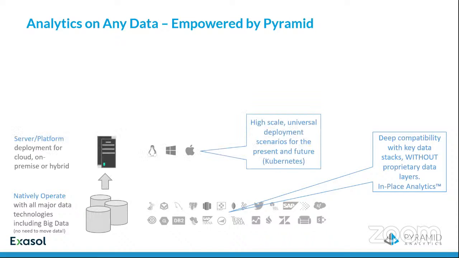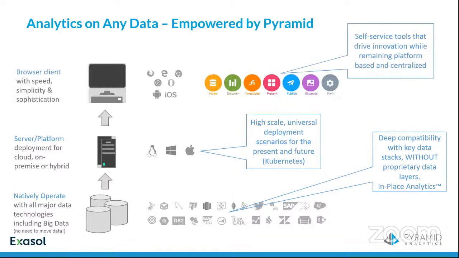So this allows me to deliver an analytic solution regardless of the underlying data store, and to migrate and move from the legacy technologies to the more modern environment. The Pyramid server itself, as we mentioned earlier, can be deployed on-prem or in cloud or hybrid structures, and is able to scale up in terms of CPU and RAM, or out across multiple virtual or physical machines. As mentioned earlier, watch out for the Kubernetes announcement a little bit later this year.